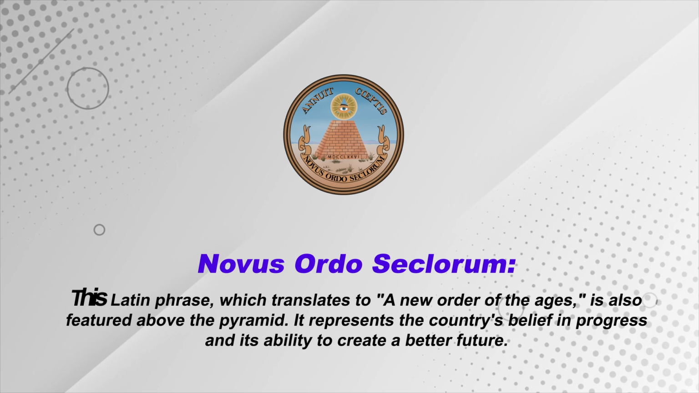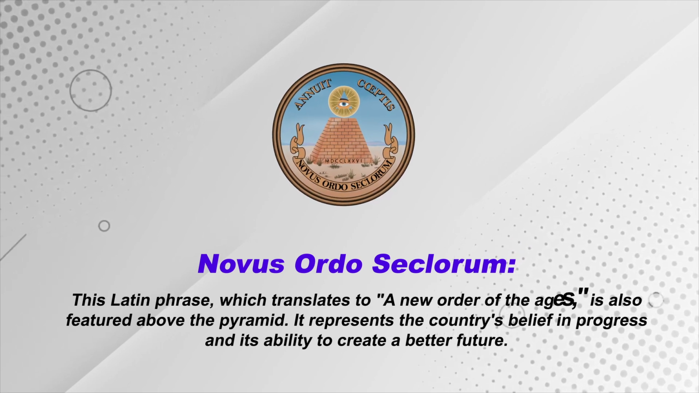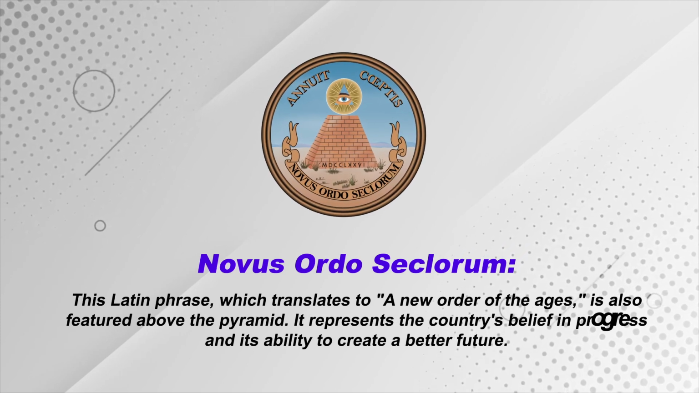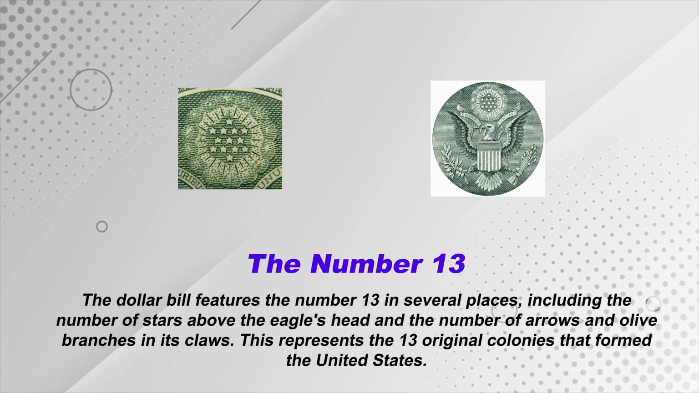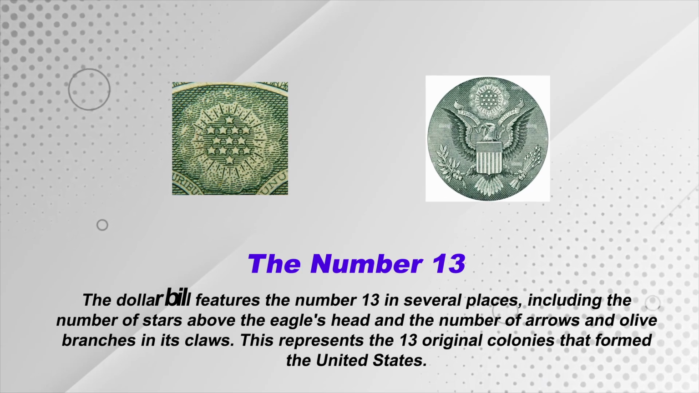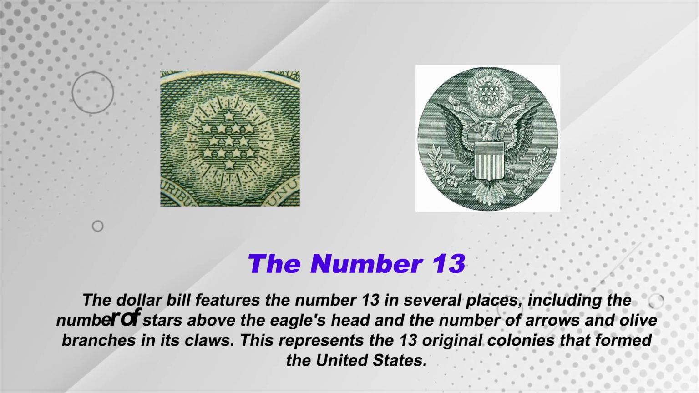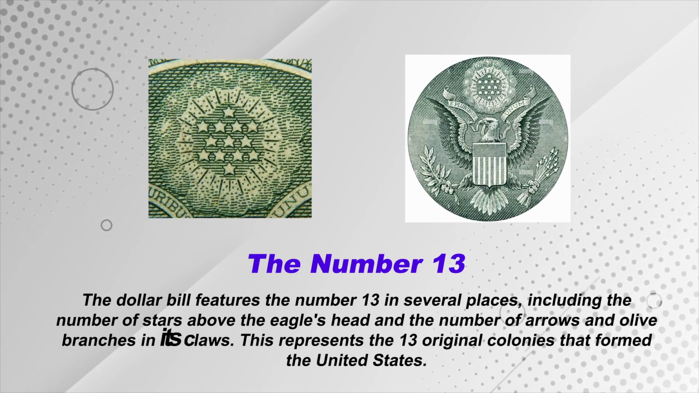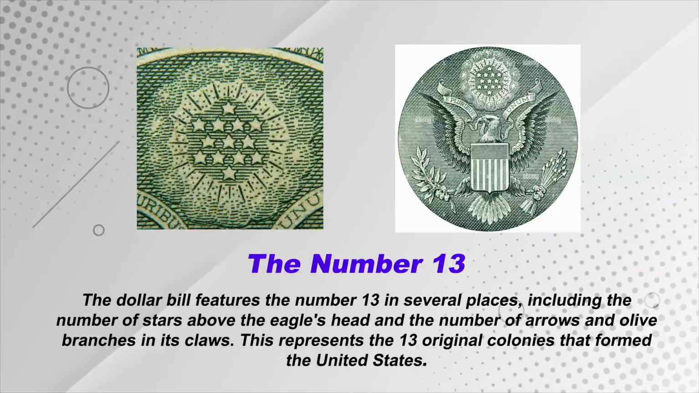Novus Ordo Seclorum. This Latin phrase, which translates to a new order of the ages, is also featured above the pyramid. It represents the country's belief in progress and its ability to create a better future. The number 13. The dollar bill features the number 13 in several places, including the number of stars above the eagle's head and the number of arrows and olive branches in its claws. This represents the 13 original colonies that formed the United States.